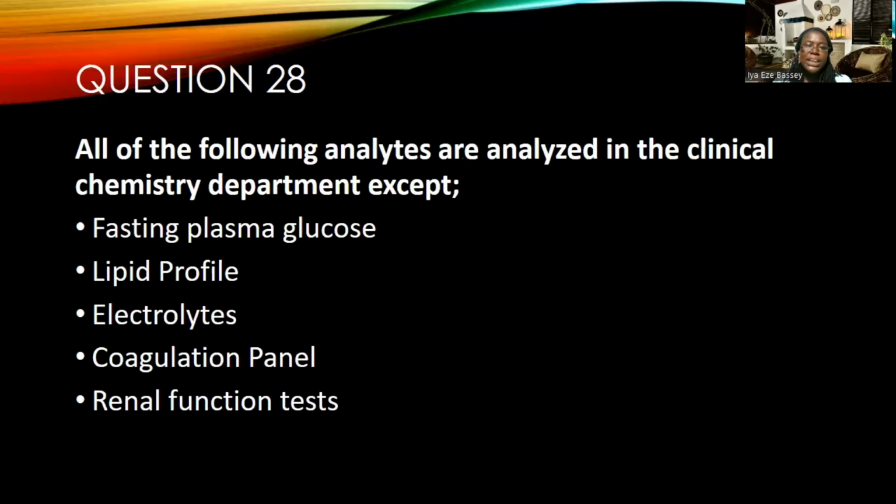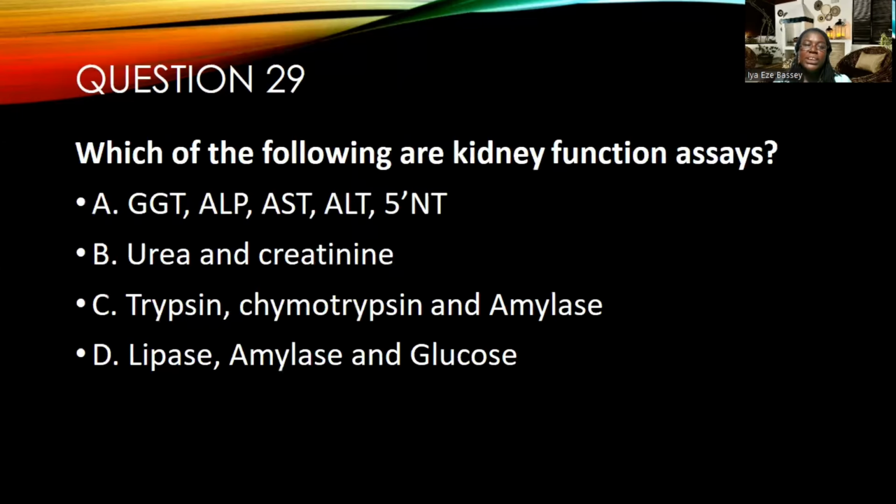So question 28. All of the following analytes are analyzed in the chemistry department or clinical chemistry department except: A, fasting plasma glucose; B, lipid profile; C, electrolytes; D, coagulation panel; E, renal function test. If you have been watching Dr. Ify Okafor's videos, you will know that coagulation panel is the strange one out of all these. We usually do coagulation panel in hematology. All right?